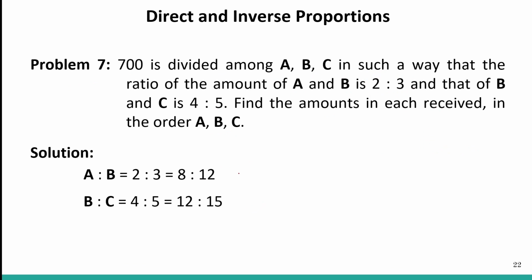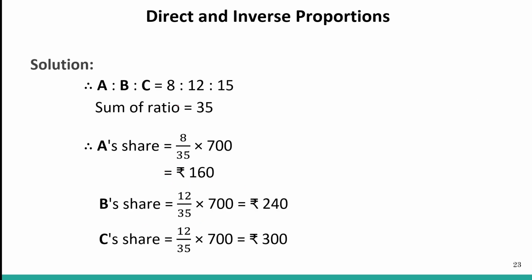Let A is to B equal 2:3, which we can also say is 8 is to 12. B is to C equal 4:5, which we can also write as 12 is to 15, right? So A is to B is to C is equal to 8 is to 12 is to 15.